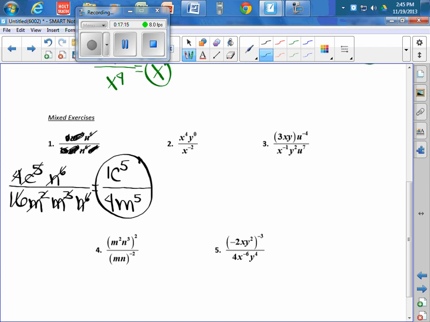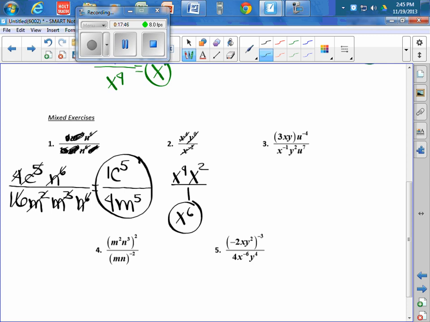In number 2, what are you starting with? I would start with a fraction bar. This x to the 4th stays in the numerator. Y to the 0 is 1. X to the negative 2 becomes x to the positive 2 in the numerator. Everything came out of the denominator, which leaves me a denominator of 1, which we don't want to write. What's x to the 4th times x squared? X to the 6th.